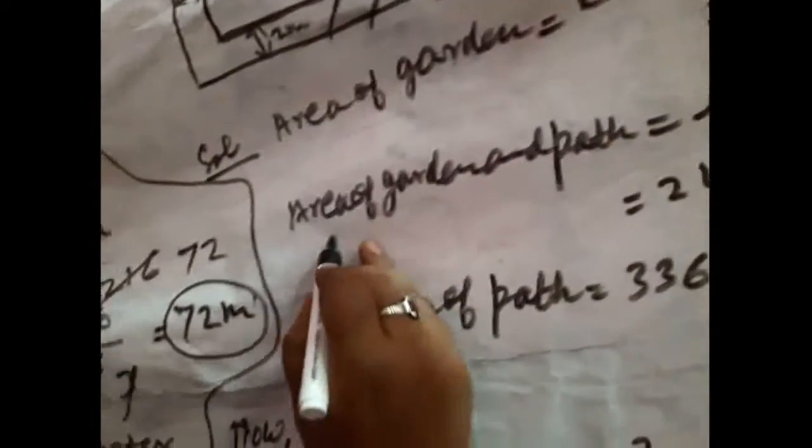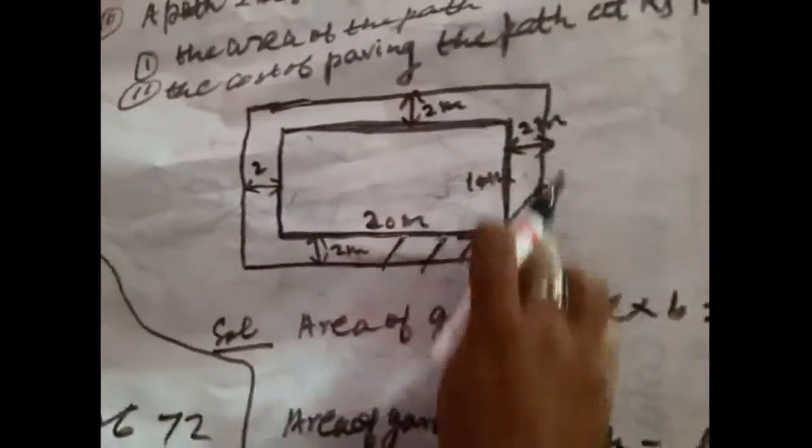The area of garden is equal to L into B, 20 into 10 is equal to 200 meter square. Now area of garden and path, area of garden plus path is equal to L into B.